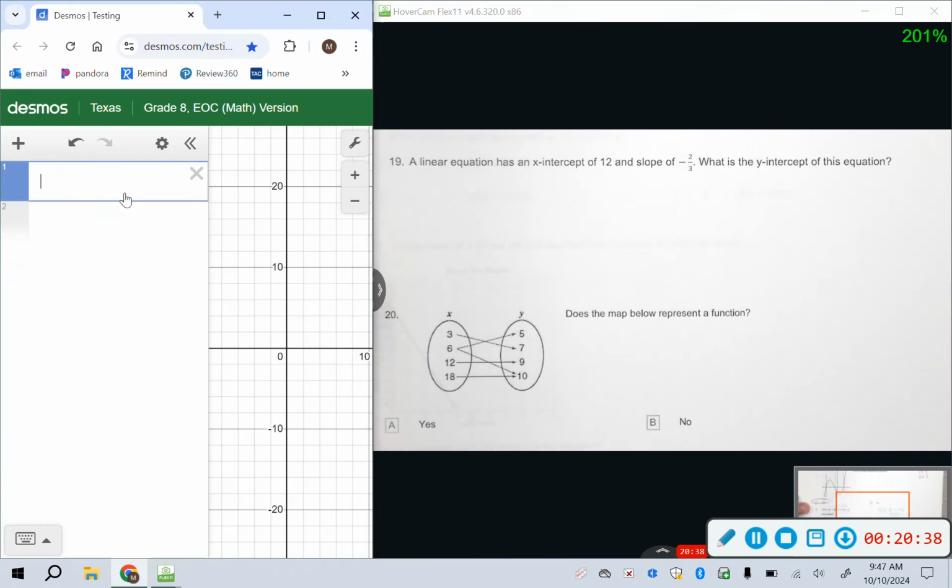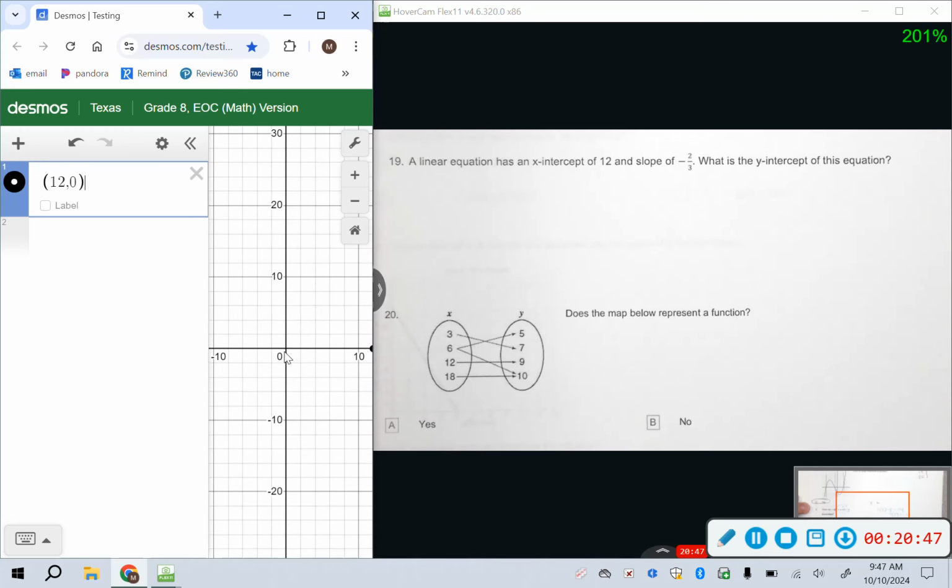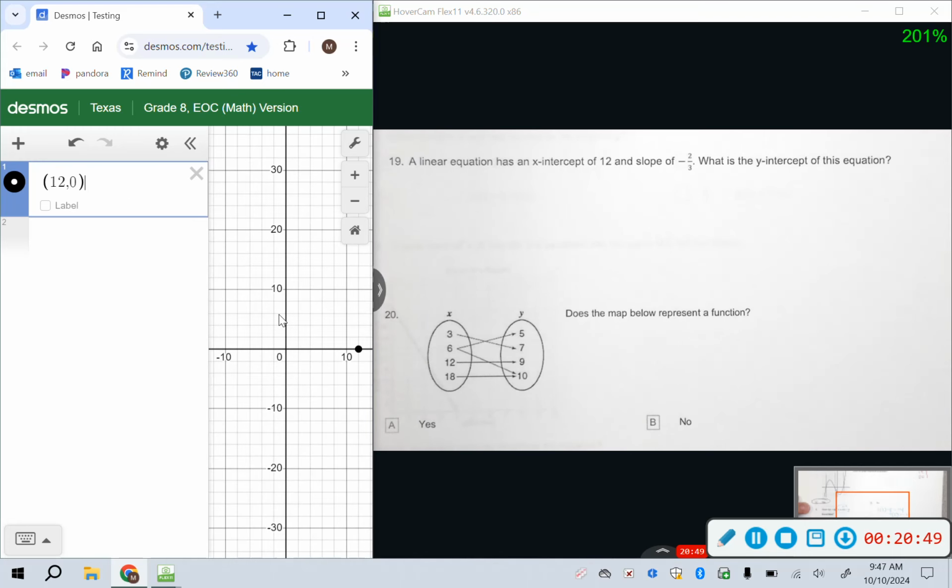Well, let's go ahead and plot that. I know that my x-intercept is 12. It might help if I type it right. If I'm not sure that's my x-intercept, I could type it and see if it ended up on my x-axis. Yes. If I accidentally thought it was 0, 12, do you see how that ended up on my y? So I know that's wrong.